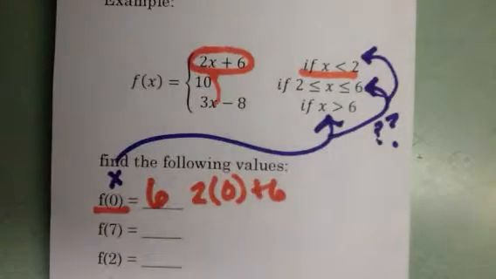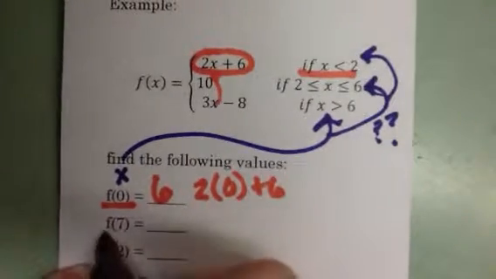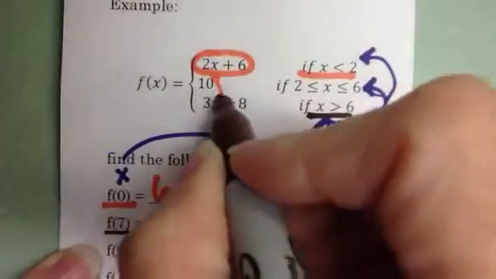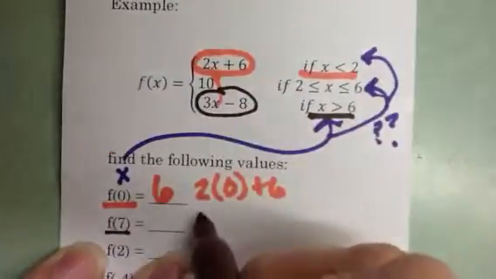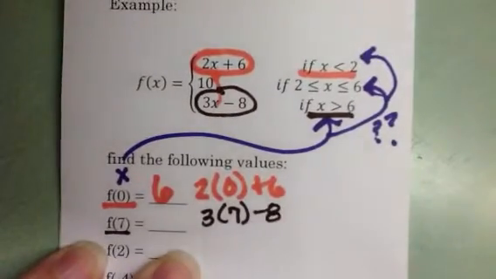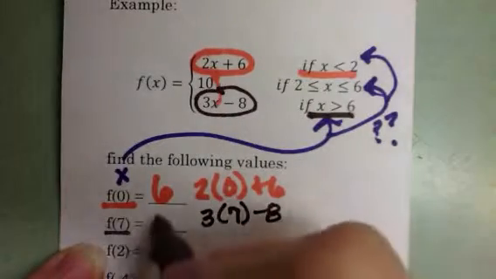Okay. F of 7. Well, 7 is greater than 6. So that means I'm going to use this function. So I'm going to do 3 times 7 minus 8. And 3 times 7 minus 8 is 13.